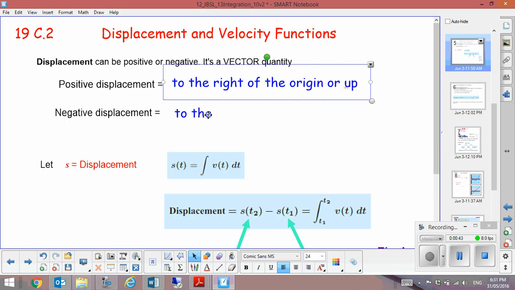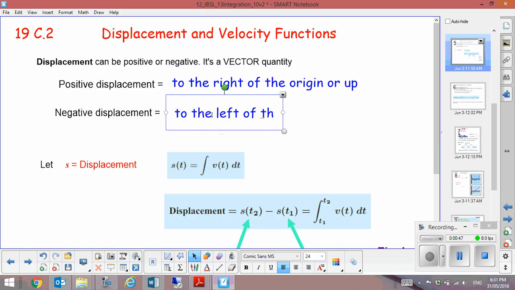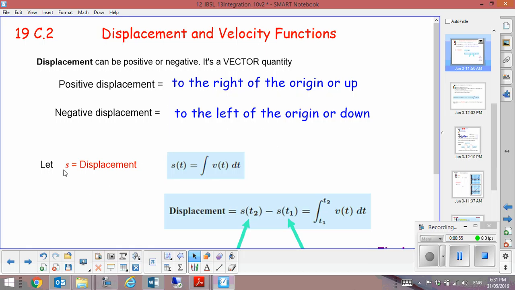If it's a negative displacement, it means it's to the left of the origin or down below. S is the symbol we use for displacement. So S is displacement here. To get our displacement, we want the integral of velocity. So we talked a bit about that in 9C1.